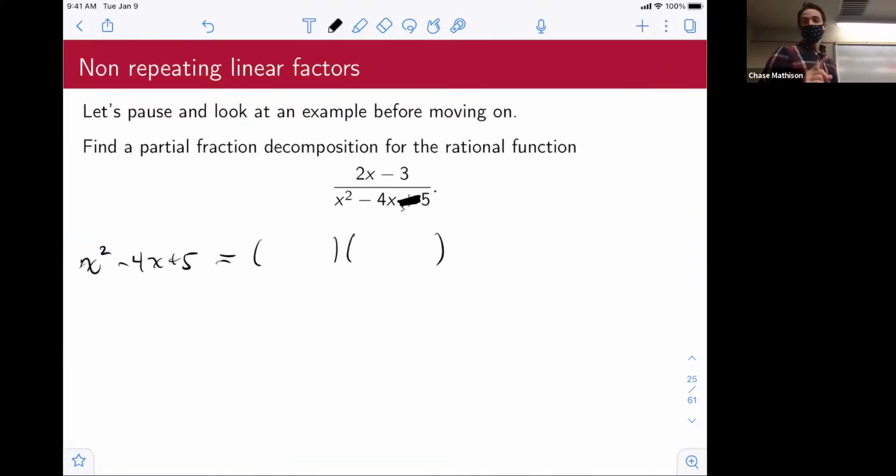Now, to be clear, if you can't factor that, we can still handle this with partial fraction decomposition, but that's going to be a later, slightly more difficult case. I meant to put something that we can factor, and so this is the thing that we can factor, minus 5. So that's going to be x minus 5 times x plus 1. There we go.